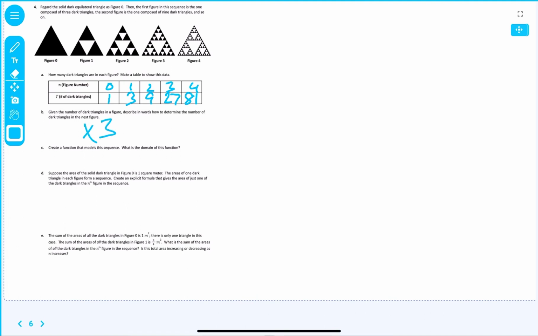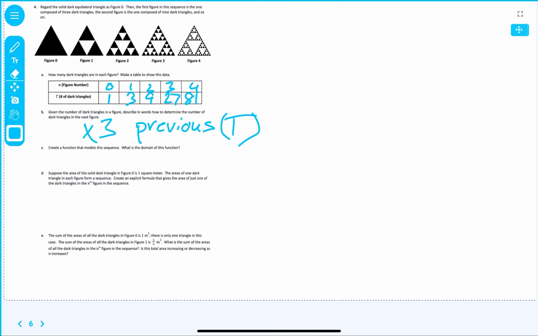The previous... that is how you spell previous. The previous T, previous dark triangles.